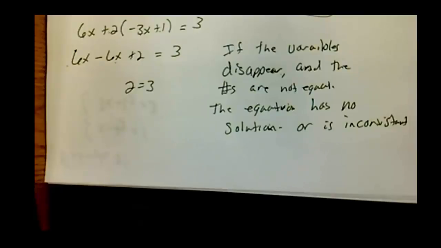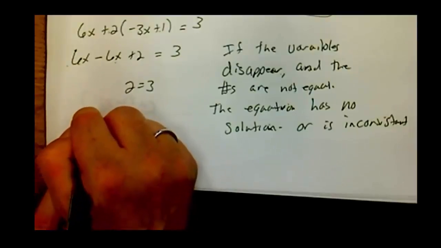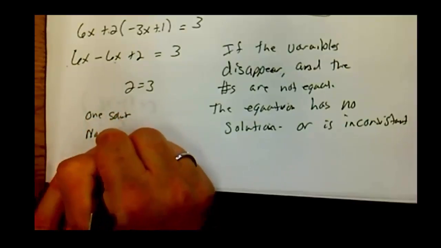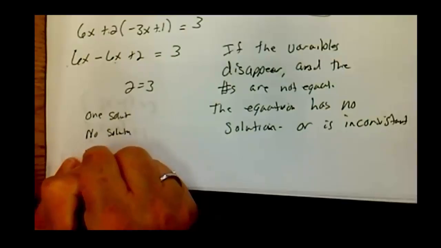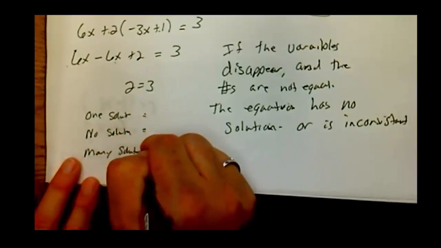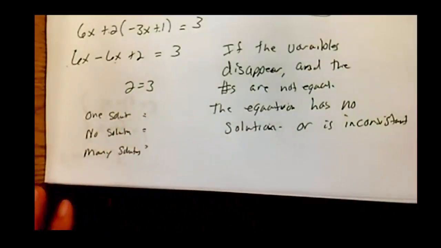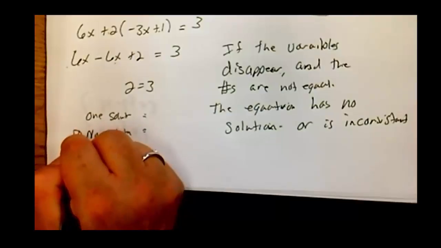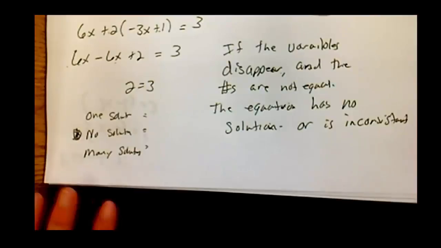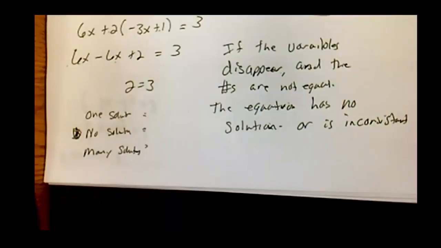Okay? So in Hawks, it will probably say one solution, no solutions, or many solutions. Then you will select whichever box matches, and in this case we would have selected no solution, and we would be done with our problem. Do I need to do anything further with it? No, I can't get any numbers because there are no numbers.